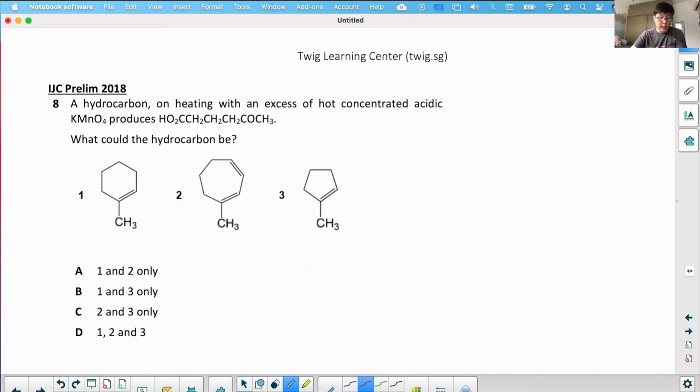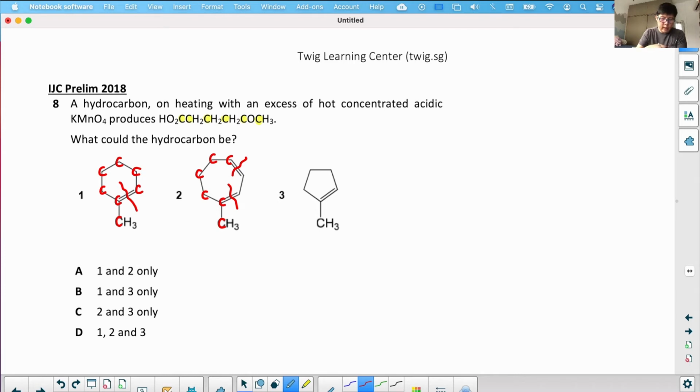Let's look at question 8. A hydrocarbon on heating with excess hot concentrated acidic KMnO4 produces this compound. So I like to always look at the number of carbons first, right? So let's check. 1, 2, 3, 4, 5, 6. All right, there's 6 carbons in this chain. So let's figure it out. Let's check. 1, 2, 3, 4, 5, 6, 7. Right, so I don't think this is going to be the answer, because there are 7 carbons here. Okay, let's try another one. How about this one? 1, 2, 3, 4, 5, 6. Yeah, so this is definitely possible.